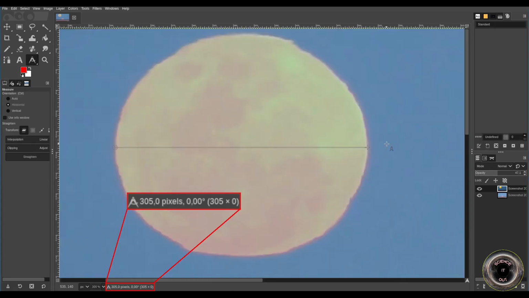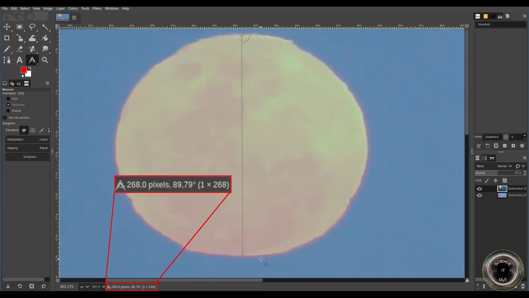If we measure the horizontal diameter, it is 305 pixels. Now, if we measure the vertical diameter, it is only 268 pixels. This means that the lower image of the moon is lifted 37 pixels more than the upper image. And that happens over the space of 268 pixels in the apparent image, but that's the only thing we can measure. So now we need to look how much lower the second image of the moon is.